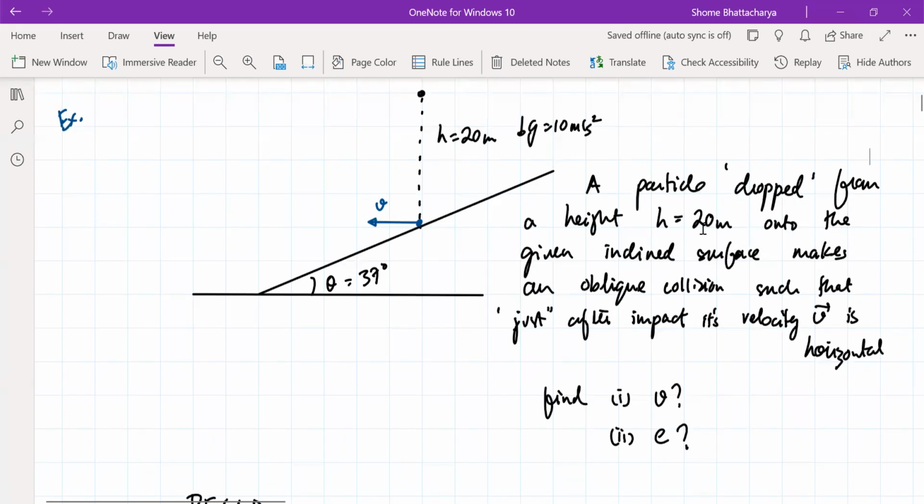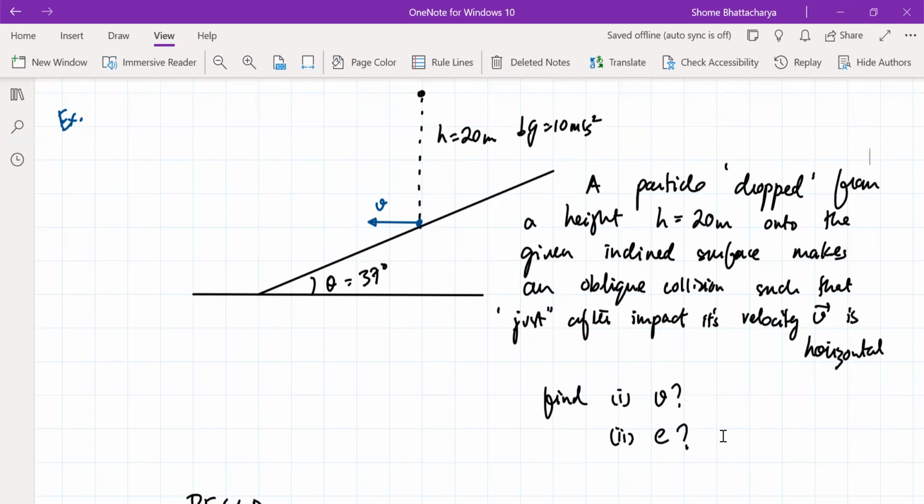When we drop it from a height of 20 meters, it makes an oblique collision such that just after impact, the velocity v is horizontal. From this information, we have to find the magnitude of that v and the coefficient of restitution for this. So just try out this question on your own. I'll give you a couple of hints in some time and then we'll discuss the solution.